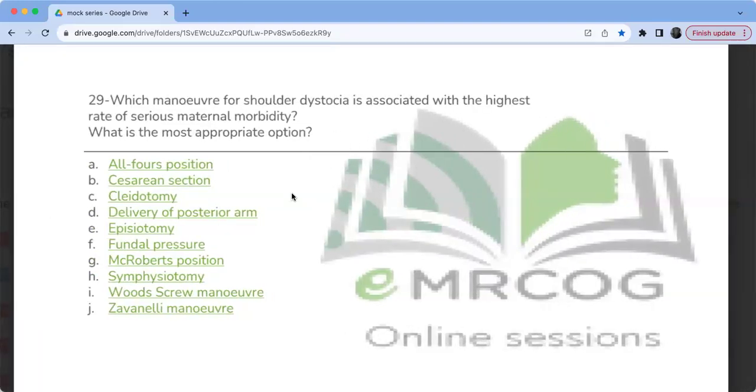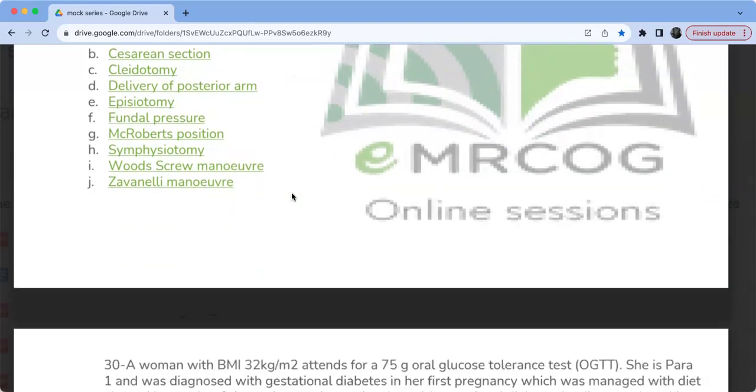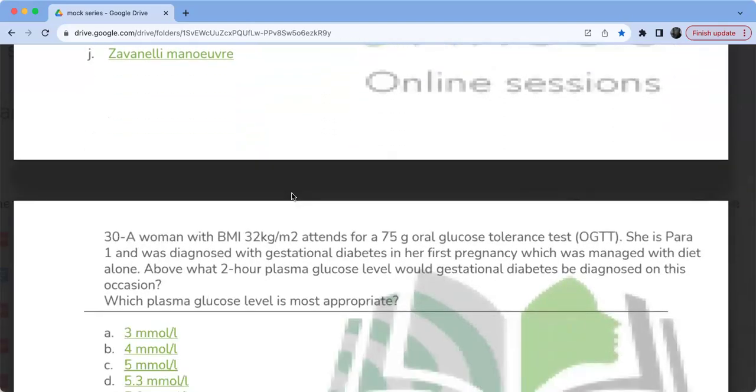Which maneuver for shoulder dystocia is associated with the highest rate of serious maternal morbidity? Invasive ones, right? Like what? Symphysiotomy, yes. So the answer is H.